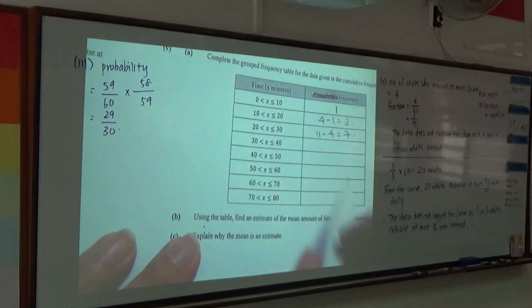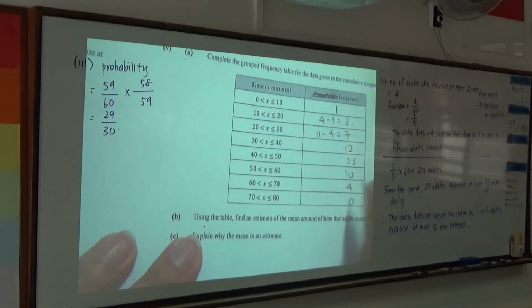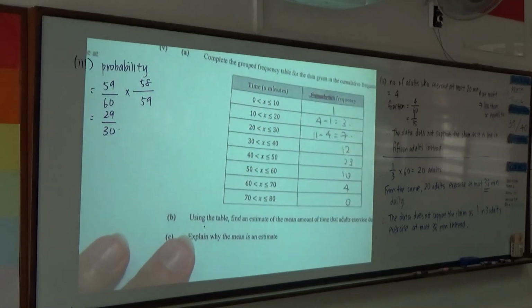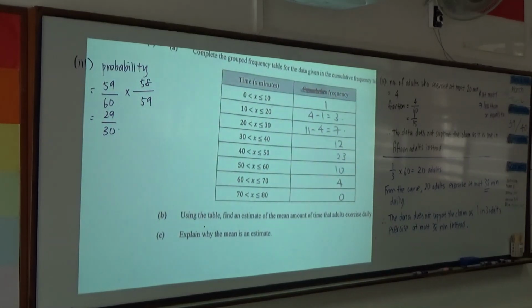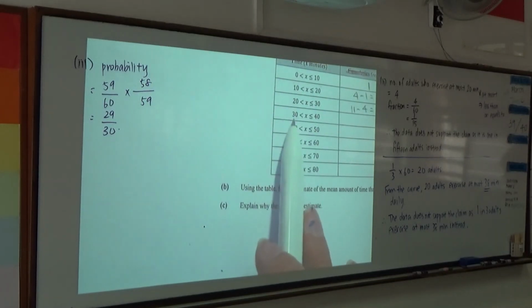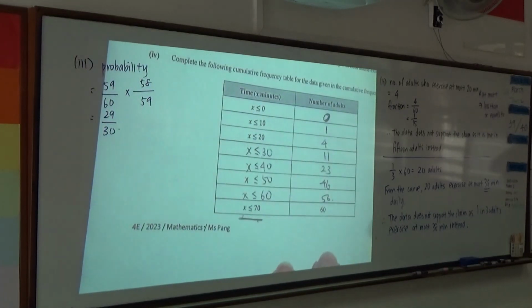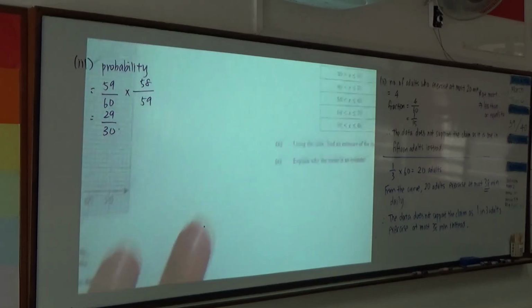So we work out the same way for the rest, and you will find that the answers will be 12, 23, 10, 4, and 0. We constantly just take the upper bound value minus the lower bound value that you can read from the cumulative frequency table. So upper bound minus the lower bound. So let's say I want to find between 40 and 50, I take 46 minus 23.